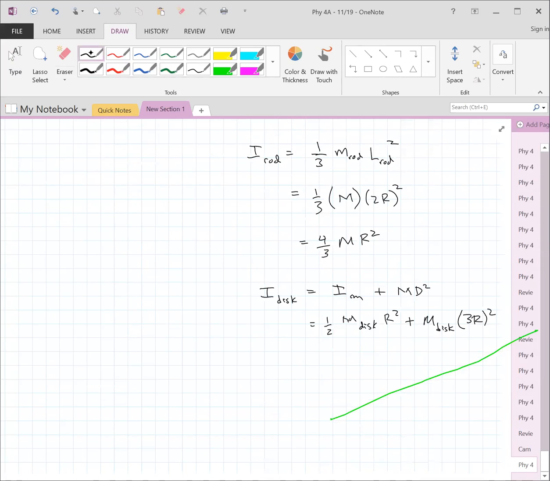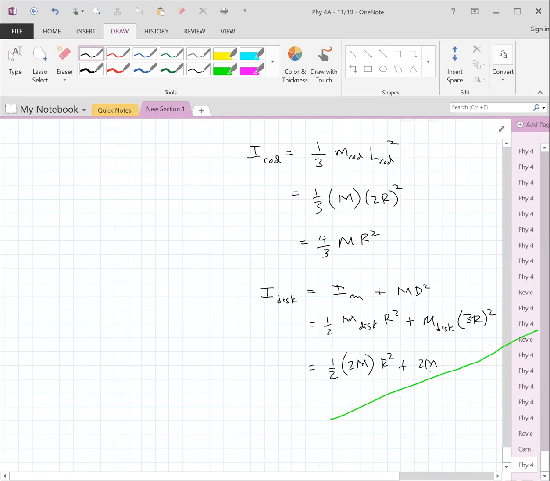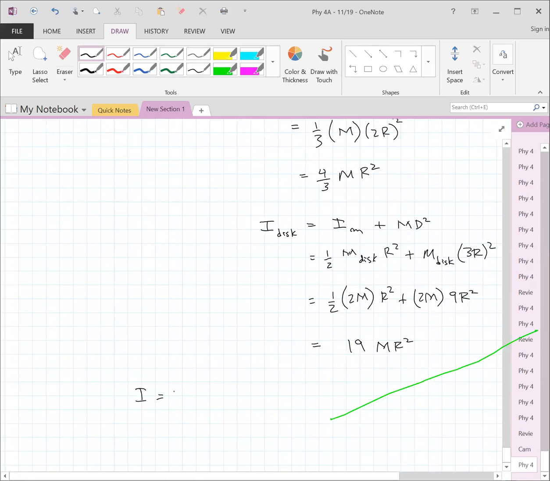So what do we get here? We've got the mass of the disk is 2m. And what do I get? 19. And then I add them up. 4/3 plus 19 mr squared.